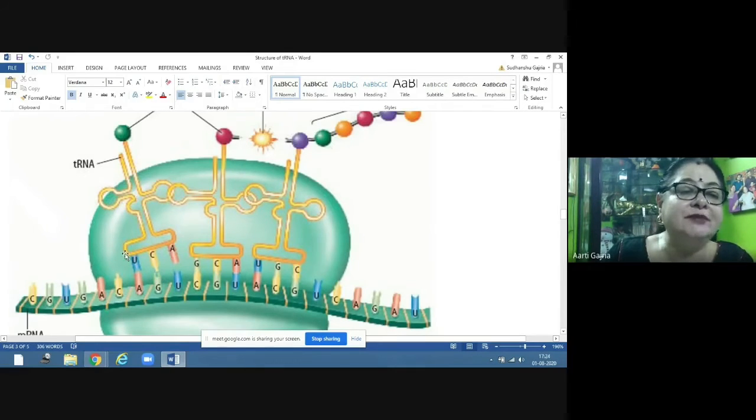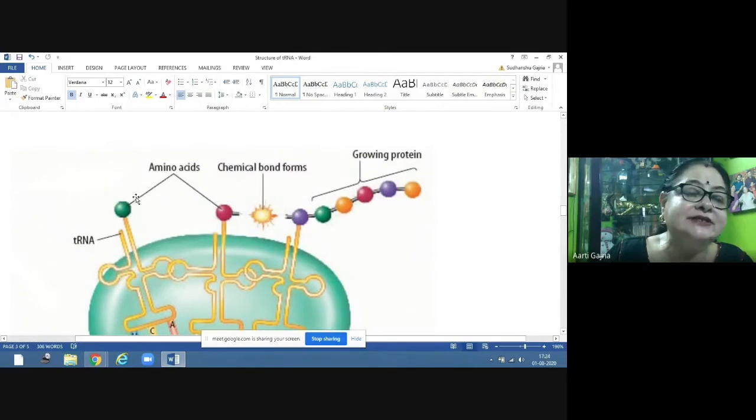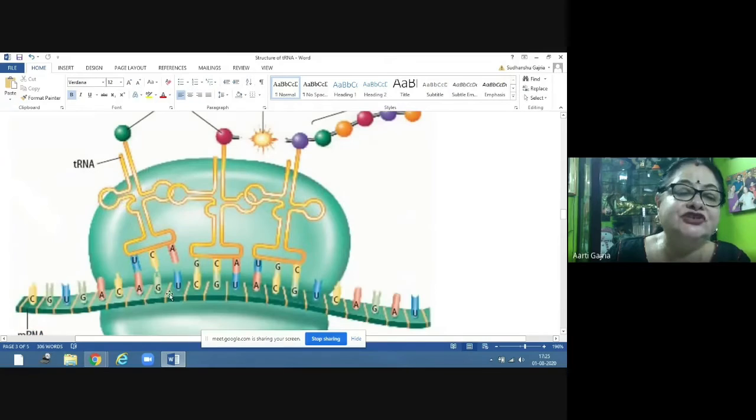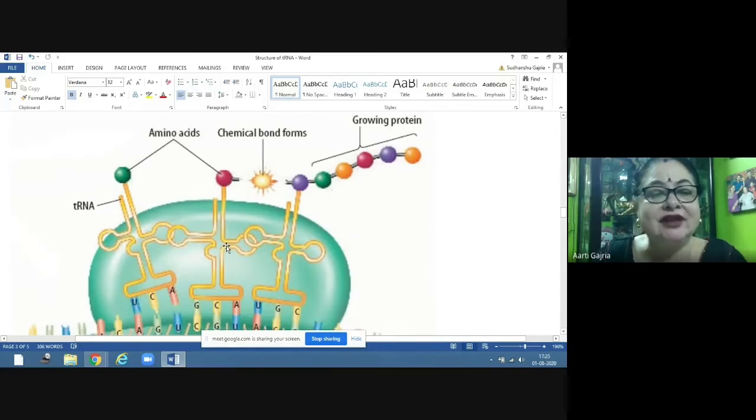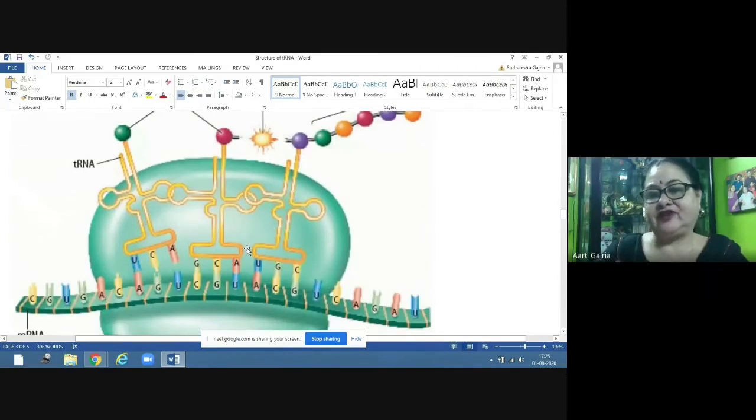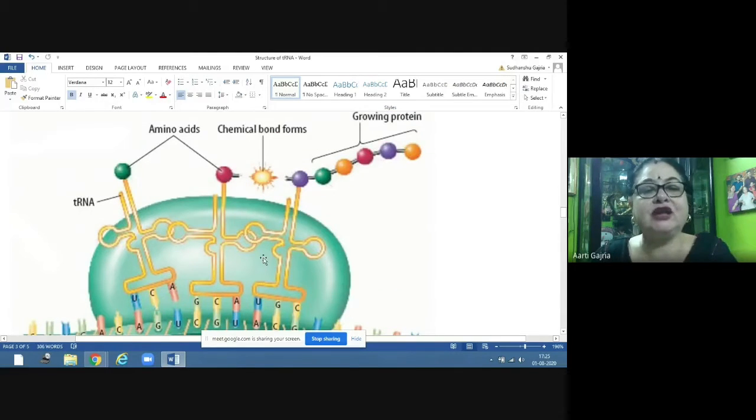Now this will bring the amino acid. Now this amino acid is present at the other end of the transfer RNA. Now this amino acid is specific for this code which is present on the messenger RNA. Different amino acids will come by different transfer RNA. Now ultimately what will happen? They will keep on moving, and one by one the amino acids will join by bonds.